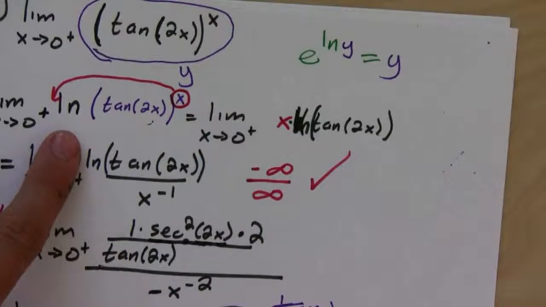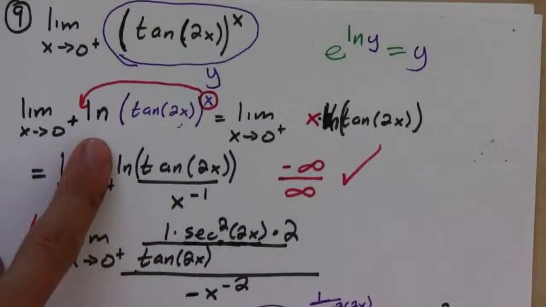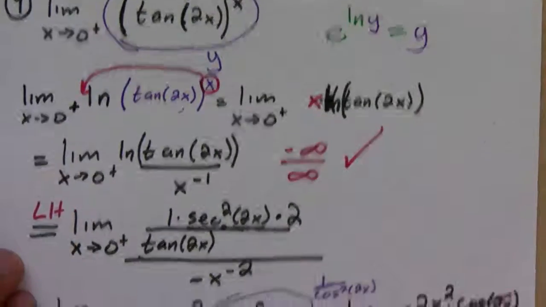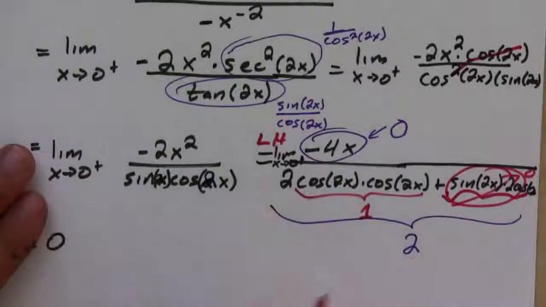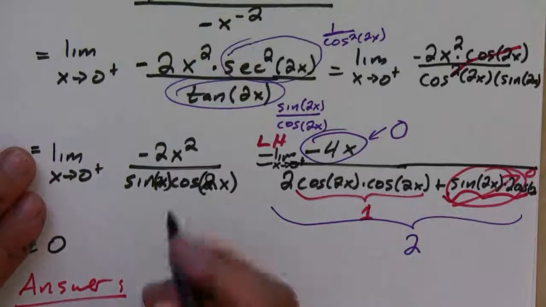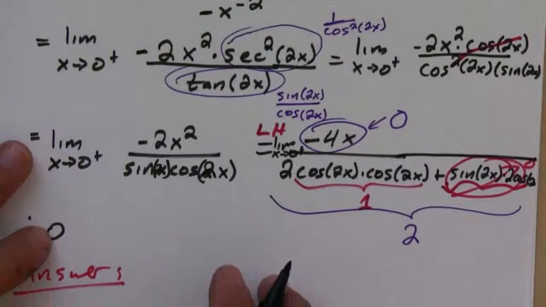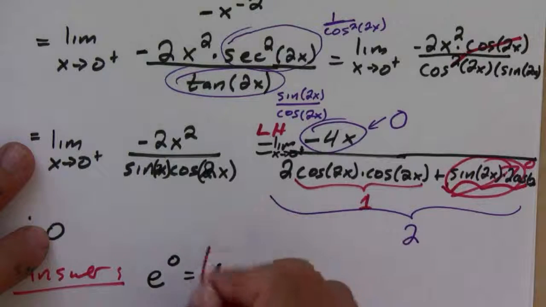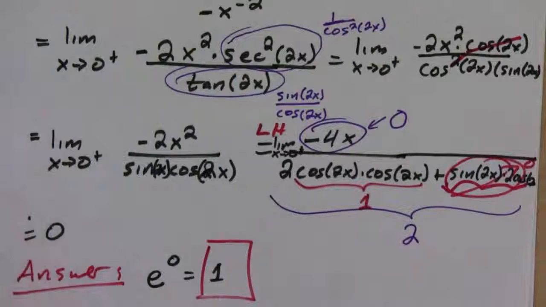Okay, but then you have to be careful. Remember, what we just found is the limit of the natural log. So then I have to go back and use my property, and my answer is going to be not 0, but my answer is going to be e to the 0, which is equal to 1. And that's it.